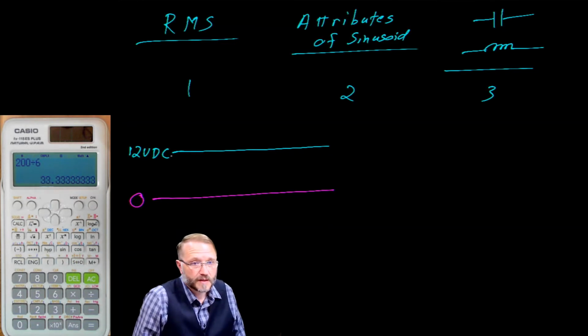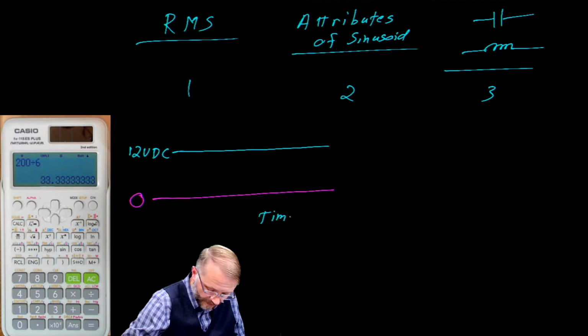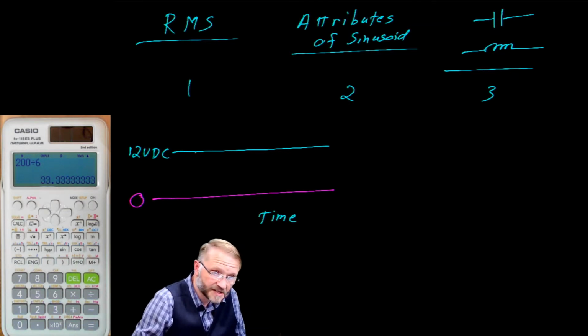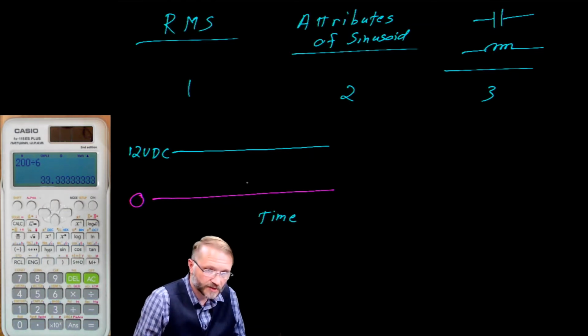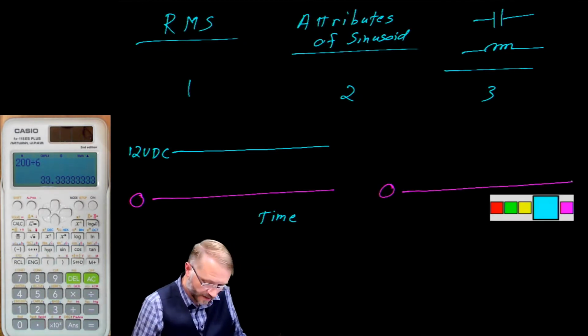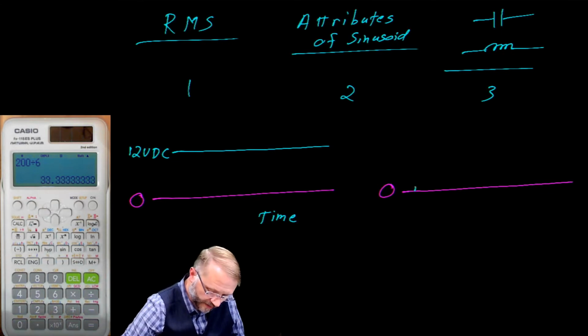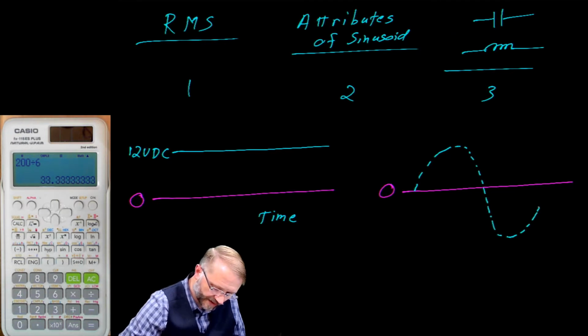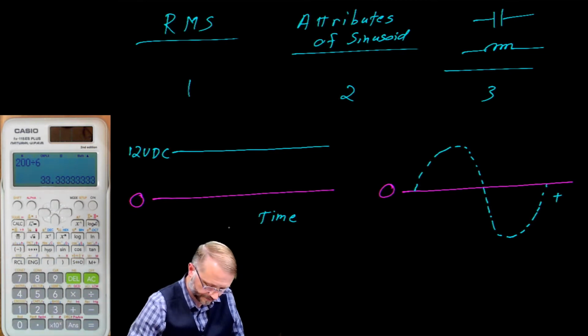Okay, pretty simple there, pretty boring. If you looked at this as a function of time, you would say that for all time, we have a steady 12 volts direct current. If we were to look at alternating current, we would have that same 0 reference, but now we would have a waveform that looks like this.